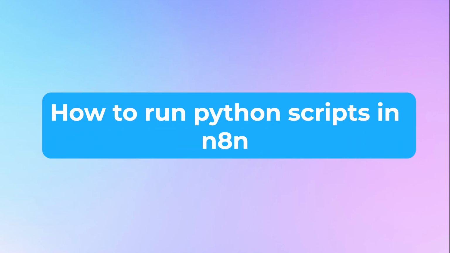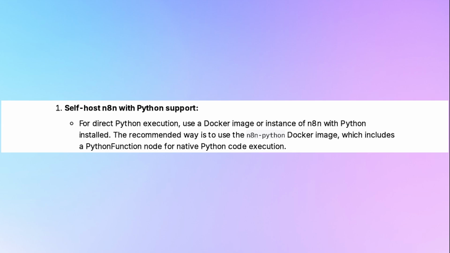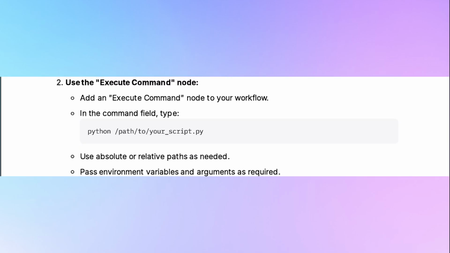Today I will show you how to run Python scripts in n8n. So first, self-host n8n with Python support. For direct Python execution, use a Docker image or instance of n8n with Python installed. The recommended way is to use the n8n Python Docker image, which includes a Python function node for native Python code execution.